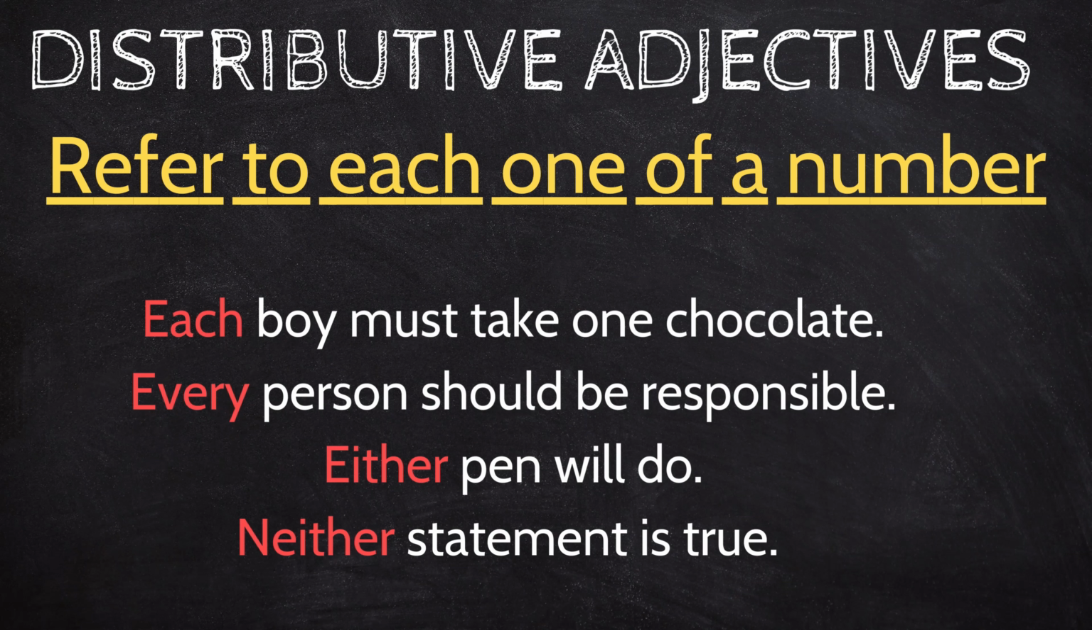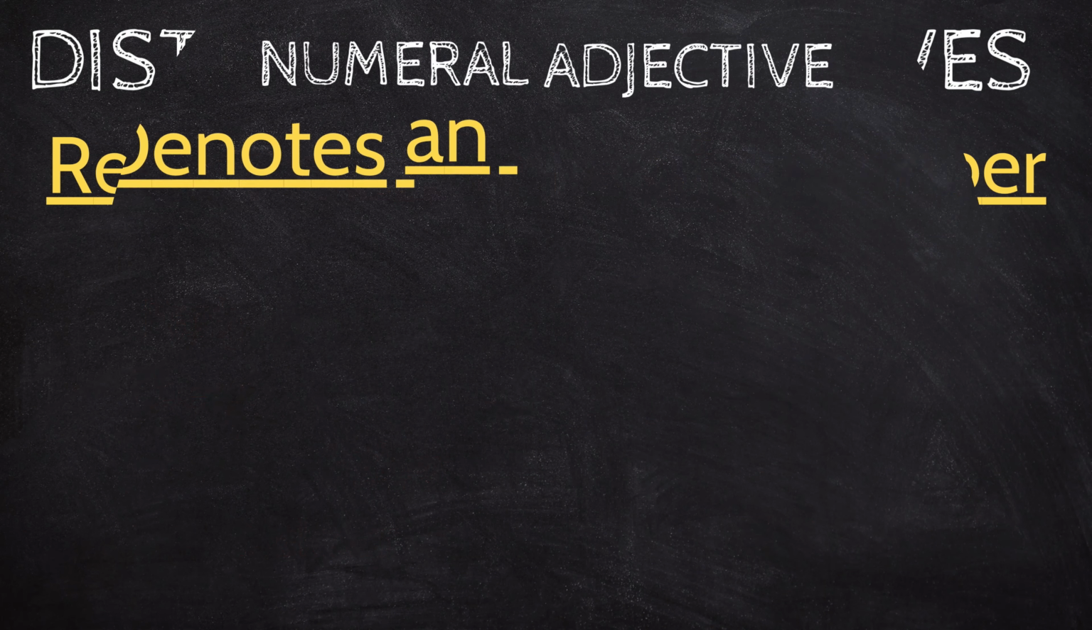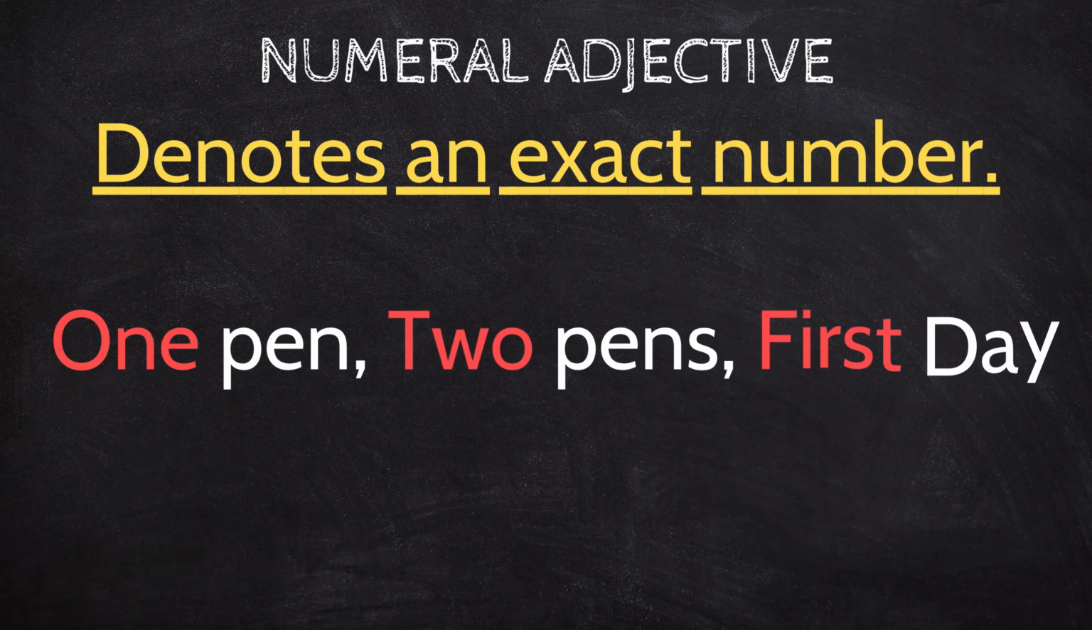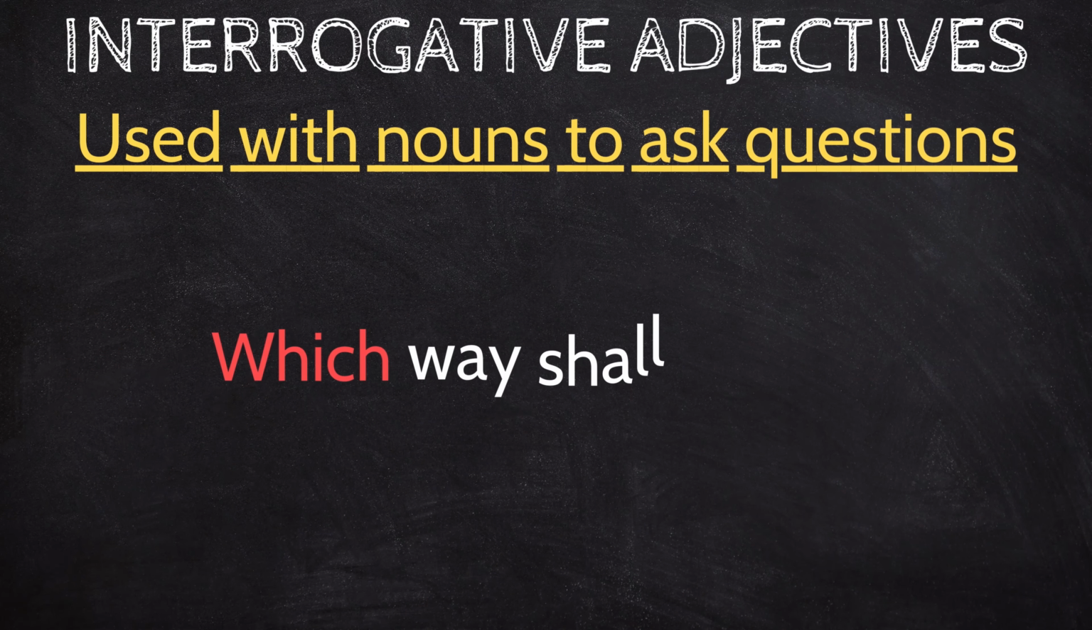This way. Okay. Now let's see. Either pen will do. Someone asked you which pen? Black or blue? Either pen will do. Numeral adjective. This type of adjective denotes an exact number. How many pens? One pen. Which day? First day. These types of questions are answered using the adjective.